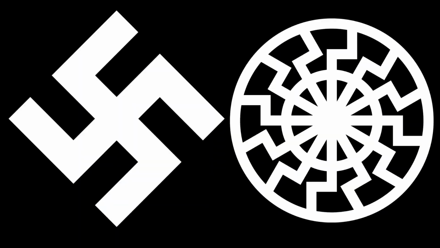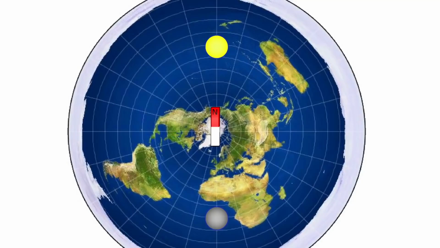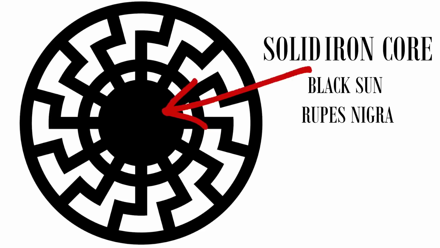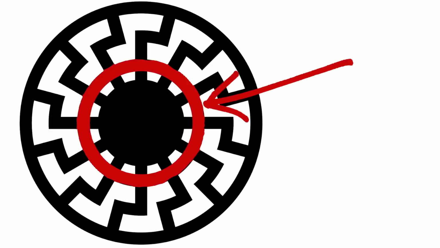The symbol of the swastika and the black sun offer some clues as to why. For years now, flat earthers have come to see the magnetic North Pole and geographic North Pole as synonymous, but they are not. As you know, the swastika symbolizes the vortex, but the black sun takes its symbolic message further. The central core circle here represents the iron core, the black sun, or what the fictional Mercator called the Rupes Nigra. But look closer. There is another ring outside of the central core. Remember, the black sun is the energetic core inside of the vortex.